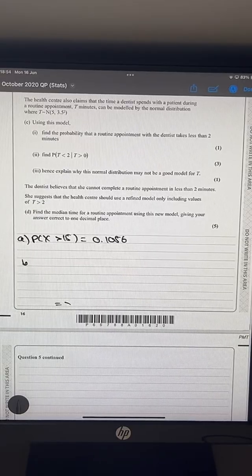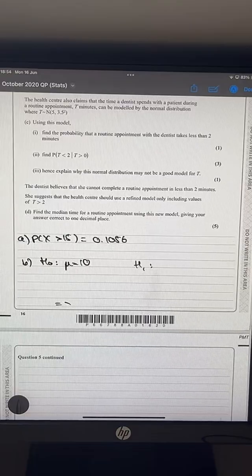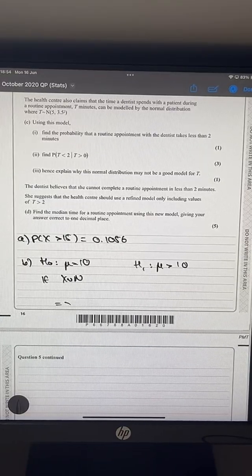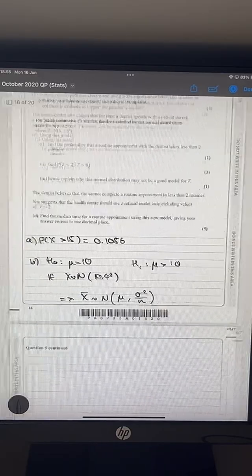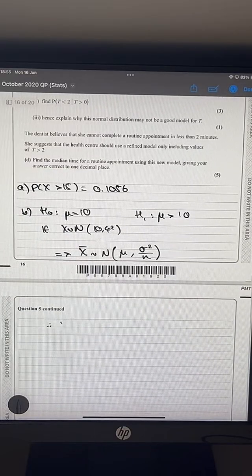Probability that X is greater than 15 equals 0.1056. That's part A. Part B: H0, the mean is equal to 10. It's a one-tailed test, they're taking longer, so the mean is greater than 10. If X is normally distributed with 10 and 4 squared, then we know that X bar is going to be normally distributed, and the mean stays the same, but the variance is divided by n. So if I just sub in now, therefore my sampling distribution of the means is going to be normally distributed.